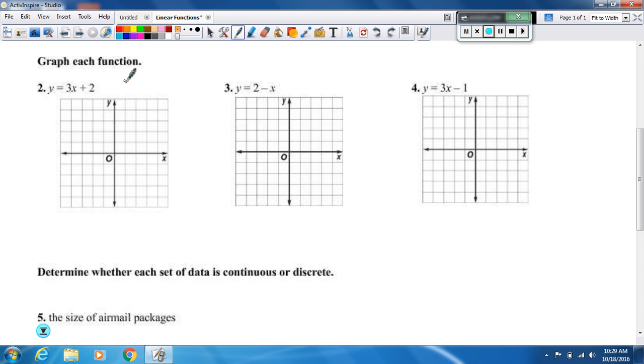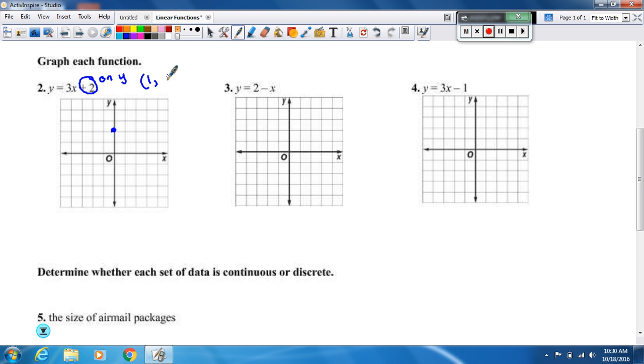Y equals 3x plus 2. Now, when you are not making a table, you only need 2 points to make a line. So here's what I do. The number that doesn't have the letter attached is on the y-axis. So I'm going to draw a dot at positive 2 on the y, right here.